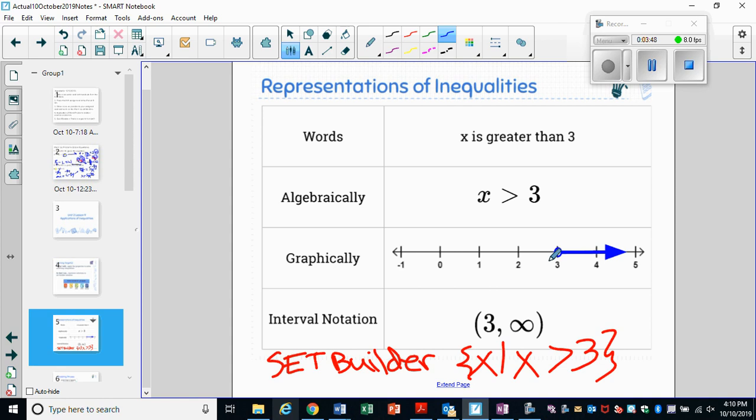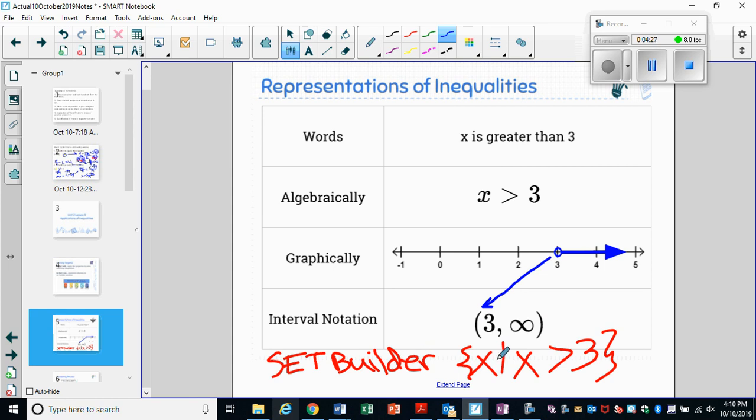Now, since this is open circle, we have to have a parenthesis. If it was a closed circle, then it would be the bracket. But since it's open circle, parentheses. So if it's a greater than, and if the arrow is going to the right, you start with the number on the left, which is 3, and then the arrow goes on forever until positive infinity. And again, it's your infinity symbol, and we use parentheses because we'll never touch infinity.